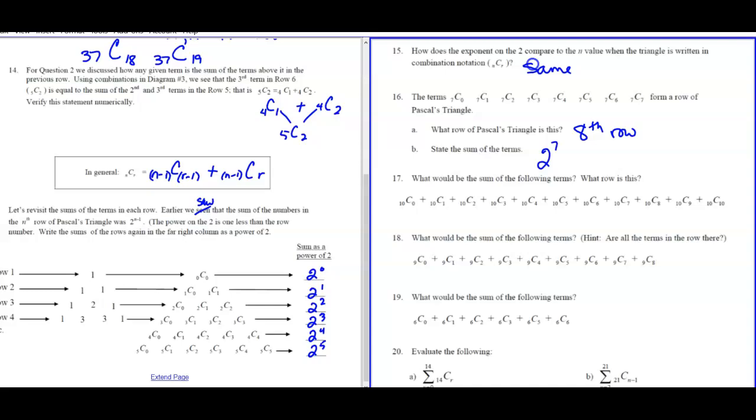So what row is this one? It says, what's the sum and what row is it? Well, this first value is 10. That means it's got to be the 11th row. Take a look. Do you have every term? 0, 1, 2, 3, 4, 5, 6, 7, 8, 9, 10. You've got every term in that row. So this is going to be 2 to the 10.